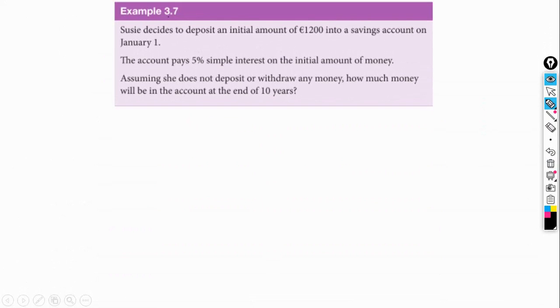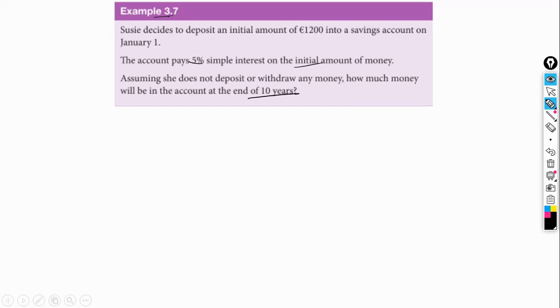So next we have example 3.7, and it says, Susie decides to deposit an initial amount of 1,200 euros into a savings account on January 1st. The account pays 5% simple interest on the initial amount of money. Assuming she does not deposit or withdraw any money, how much money will be in the account at the end of 10 years?